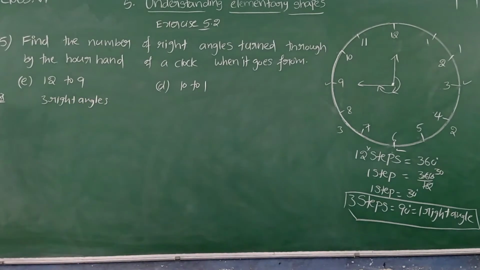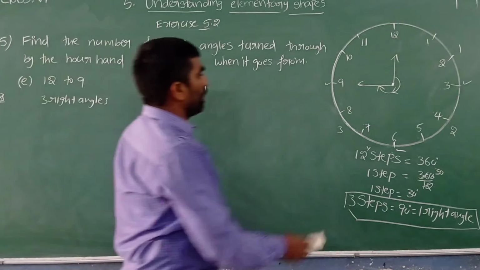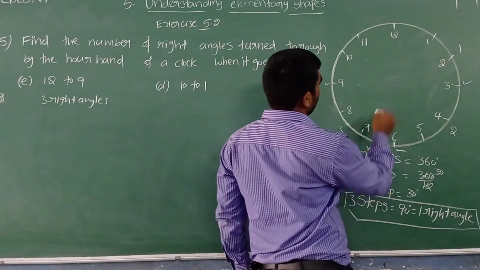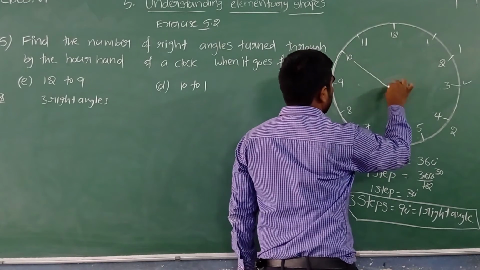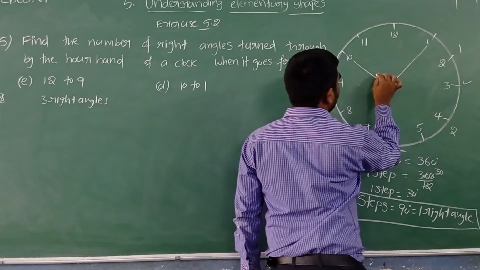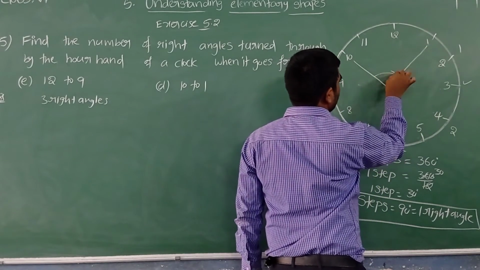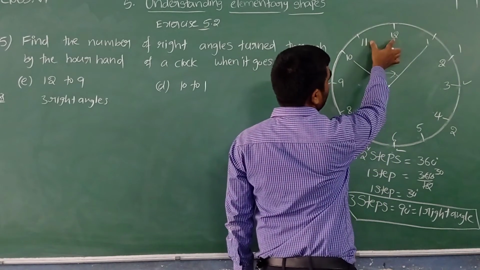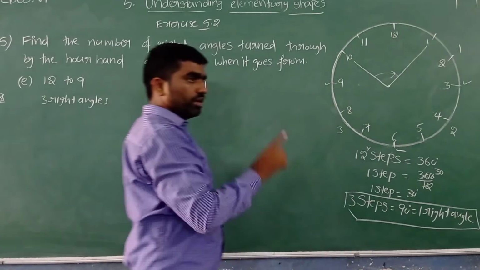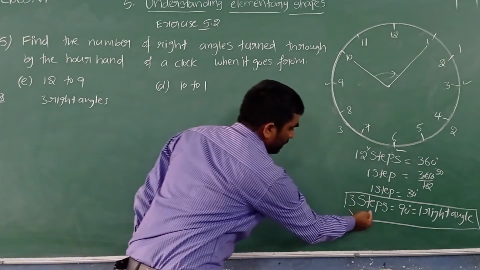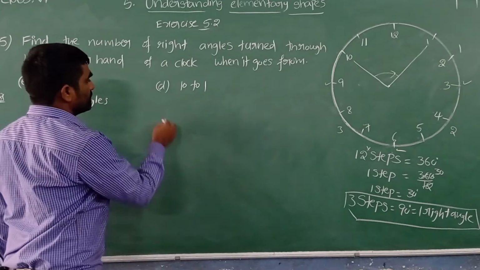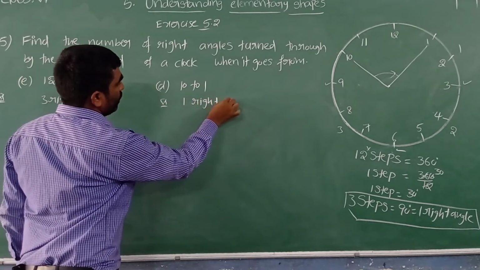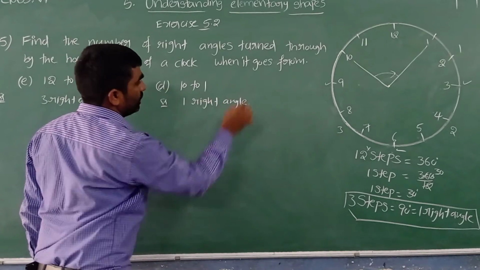Similarly, let's see here now. When we turn from 10 to 1, how many right angles will it cover? 10 to 1 in the clockwise direction. Yes, 10 to 1, we need to turn clockwise. So when we turn from 10 to 1 clockwise, 1, 2, 3, that is 3 steps, nothing but 1 right angle. For every 3 steps, we will consider it as 1 right angle. Here we covered how many right angles? 1 right angle. Hope you understood.